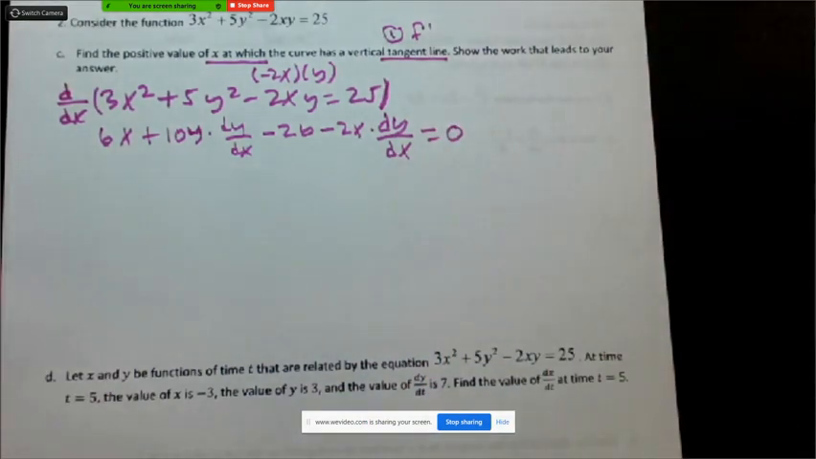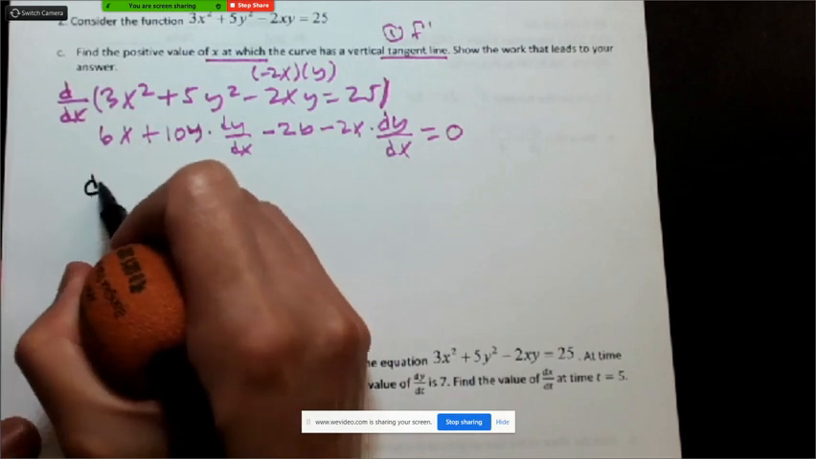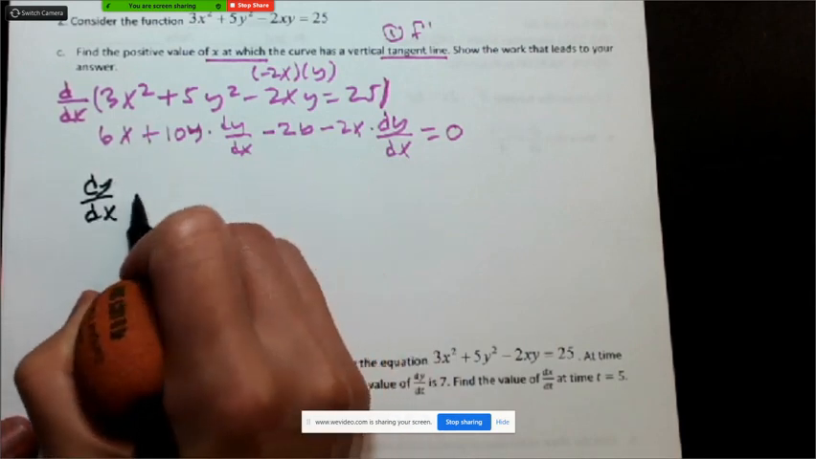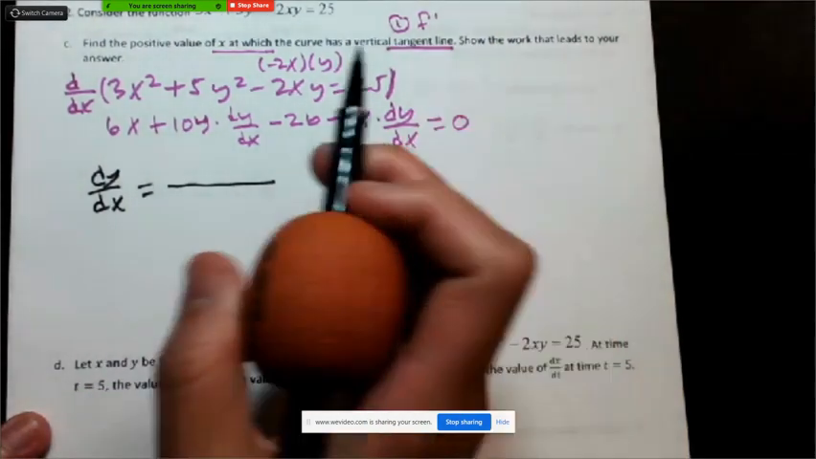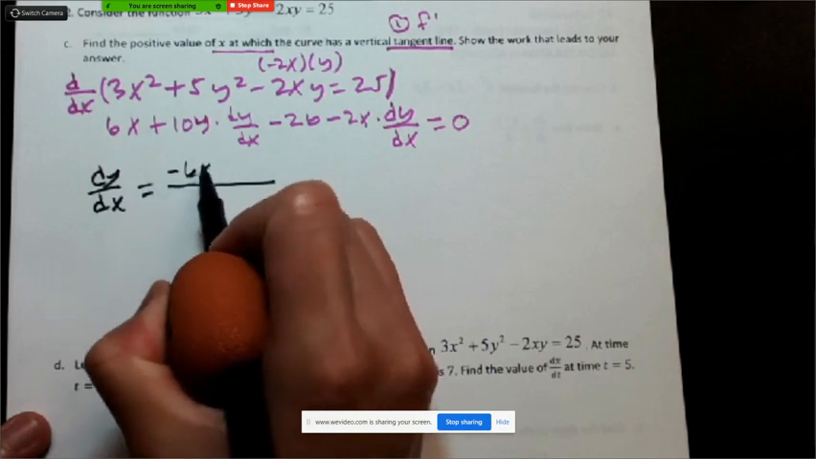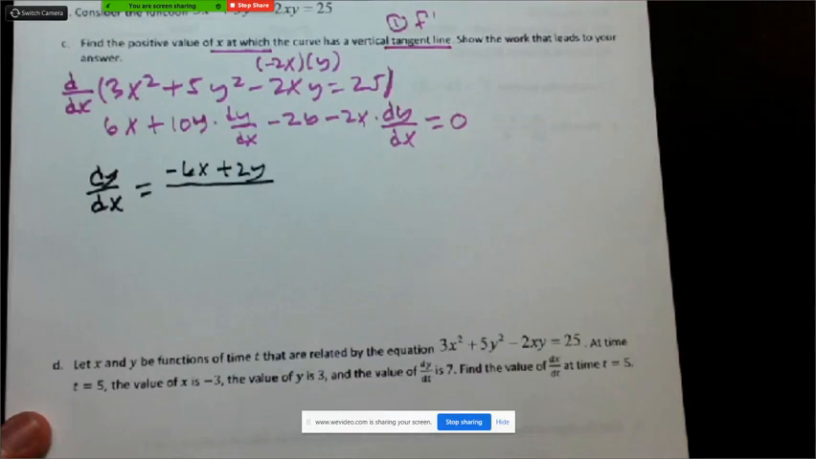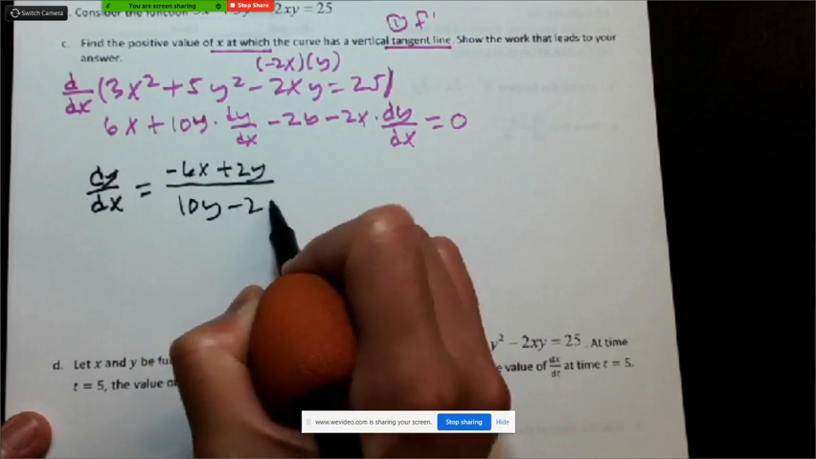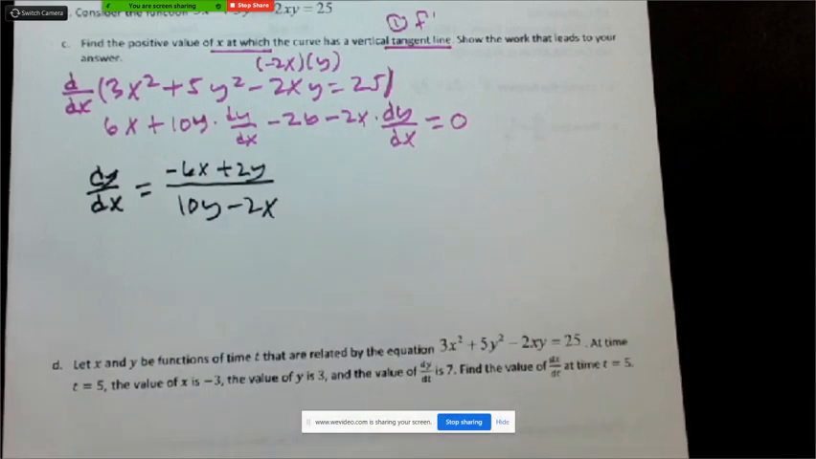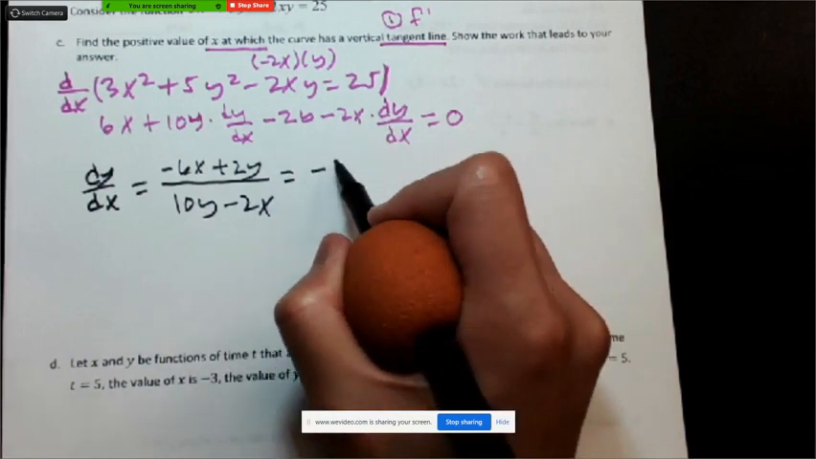So my goal is to get dy over dx by itself. So what I want to do is factor out all the dy over dx. Hopefully I have enough room. I know I have to move the 6x to the other side by subtracting. And then I also know we need to add 2y. And then whatever's the coefficient in front must be divided. Can I simplify this? They're all divisible by what number? 2. By 2.